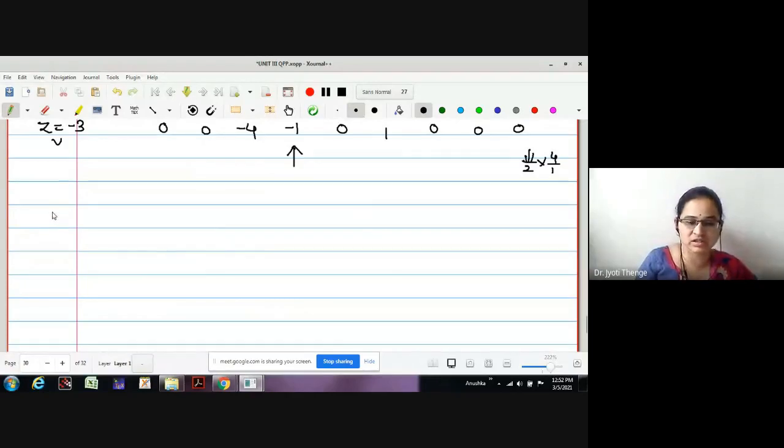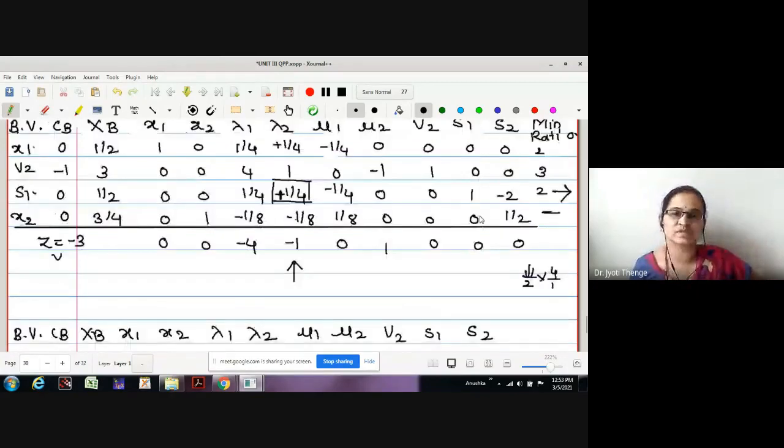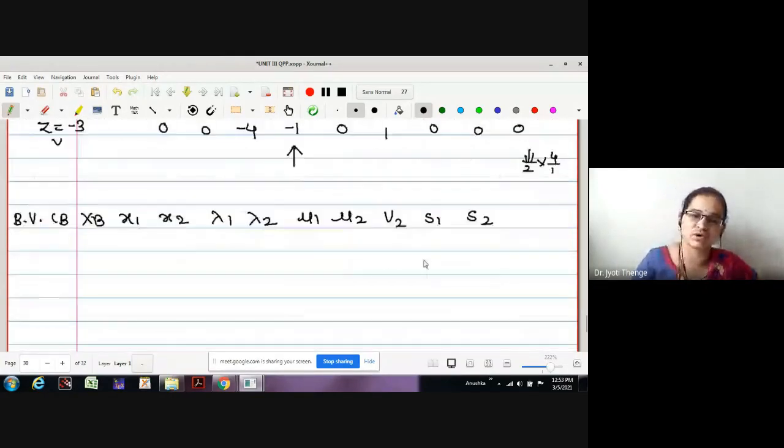This is the third iteration, I think, no? The most lengthy example I have selected. Still artificial is there available. Anyhow, we have to remove this artificial, which is at a positive level. Then only a solution is going to exist, right? No?